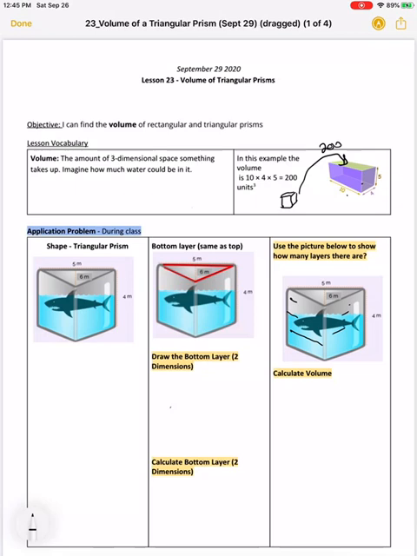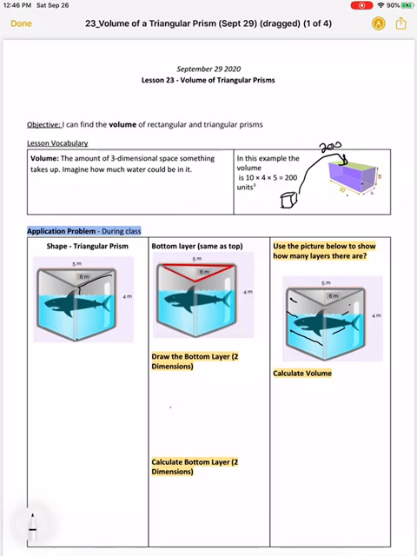Okay, so now the application problem, we're going to find the volume of a triangular prism. And so we've looked at it a few different ways. Actually, we haven't looked at a triangular prism. So if we think about what that's made out of, we've got a triangle on top. These are rectangles here on the sides.